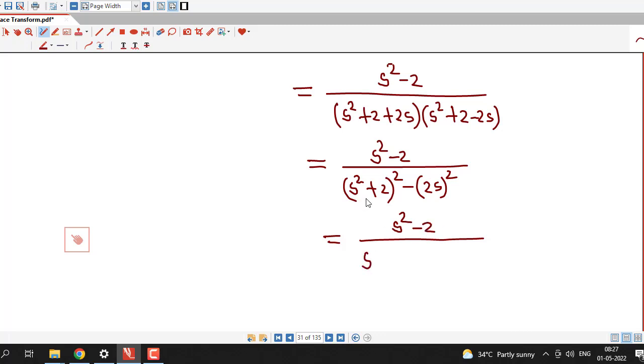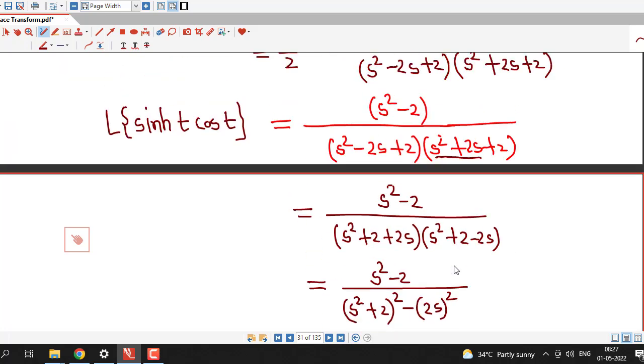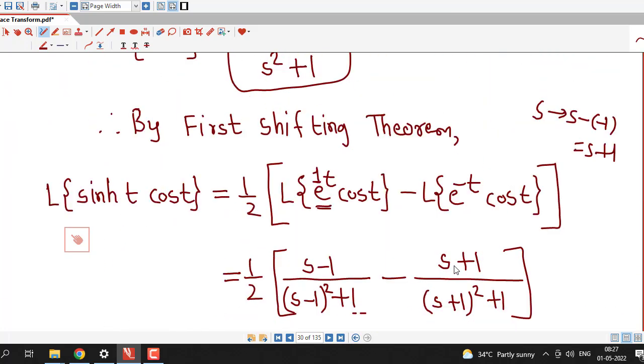If we expand this, this is going to be s raised to 4 plus 4 times s square plus 4 minus 4 times s square, and we can observe that 4s square will cancel out, and we are left with s square minus 2 divided by s raised to 4 plus 4. So we obtain this nice form after simplifying all these things.